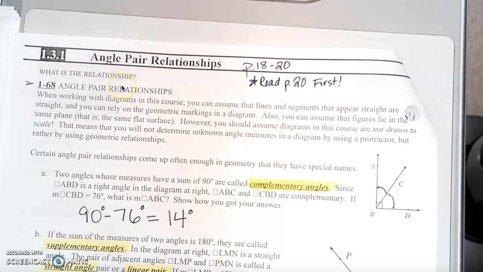On page 18, we have section 1.3.1, which is titled Angle Pair Relationships, and we are going to answer the question, what is the relationship? So today's lesson goes from page 18 to page 20. We're going to read page 20 first.